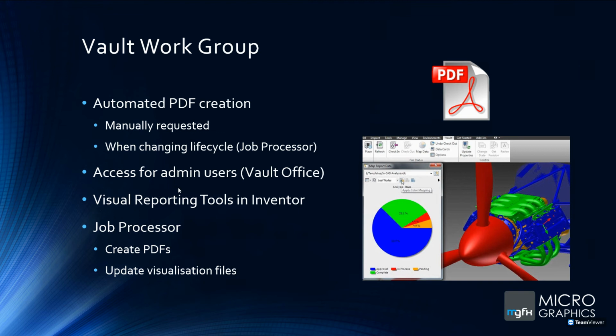So there's a report there that was pulled up, and that shows the various states. You'll see that there's approved, in process, pending, and complete. So it's done a study of those properties, and it's coloring the parts according to those properties. So we can see that the propeller is still in process in design. And all the blue there would be approved. So you can actually get reporting tools directly inside of Inventor. Okay, job processor, I spoke about that already. Create PDFs, update visualization files, and there are other features that job processor can do.